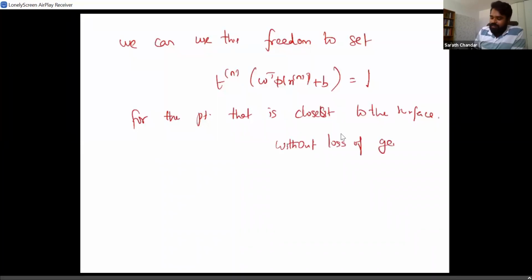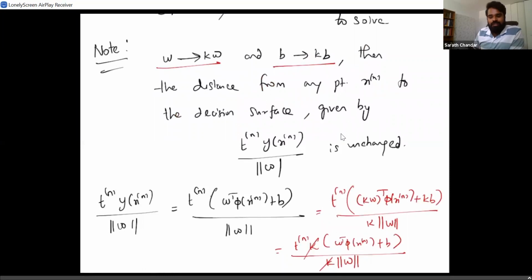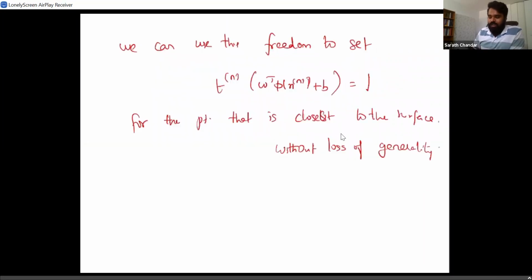I'm not making any assumption here, because I have already proved that even if I rescale, the solution is the same. So without loss of generality, I could set the margin to be 1. So how do I do that?